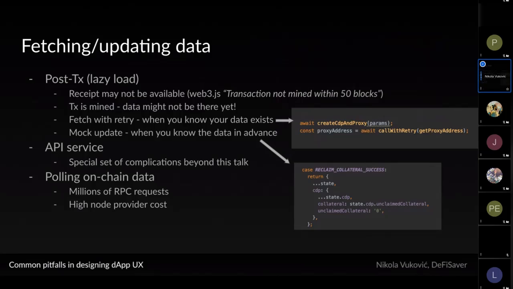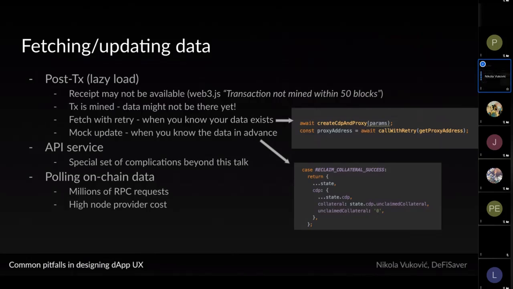So what you can do, if you know your data exists, one way to handle this is implementing a fetch with retry. So basically, if you're certain that you've created some data, you can fetch, like maybe loop your fetch function.